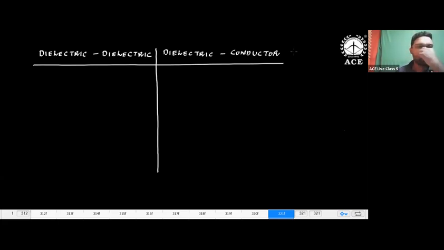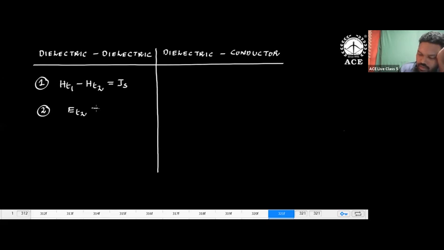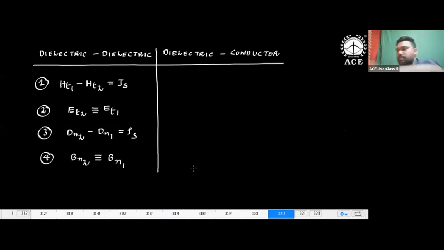Okay, first let me write down the boundary conditions we have. First one is HT1 minus HT2 is equal to JS. Second one is ET2 is unconditionally equal to ET1. The third one is DN2 minus DN1 is equal to rho S. The fourth one is BN2 is unconditionally equal to BN1. Okay.